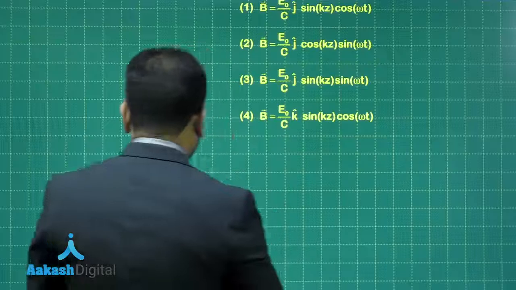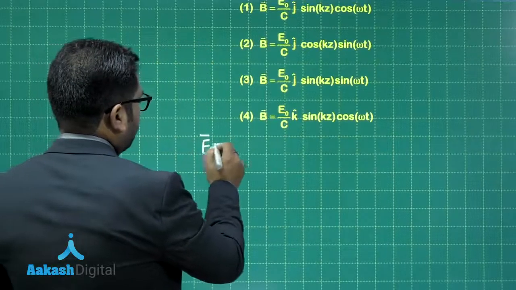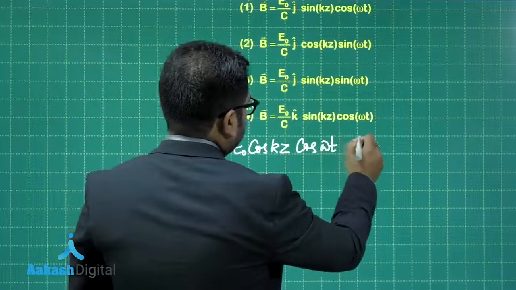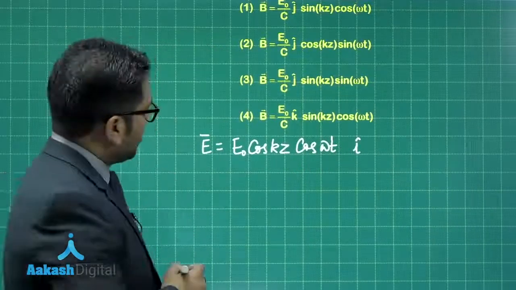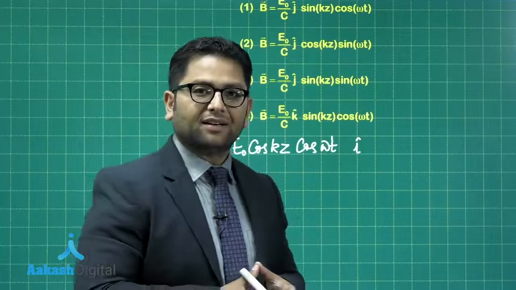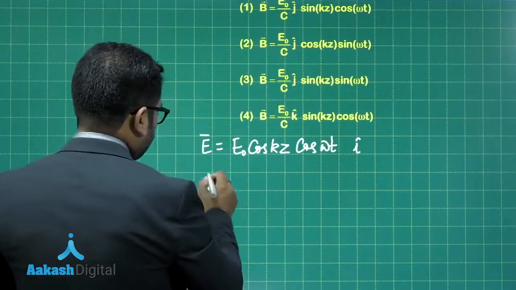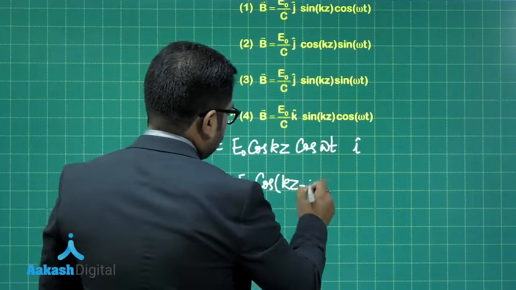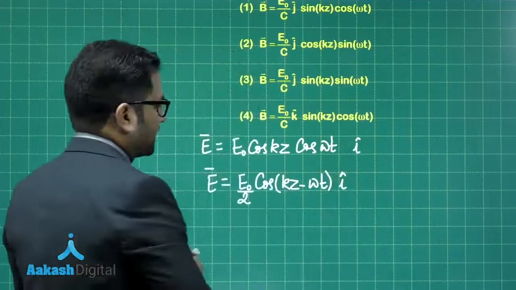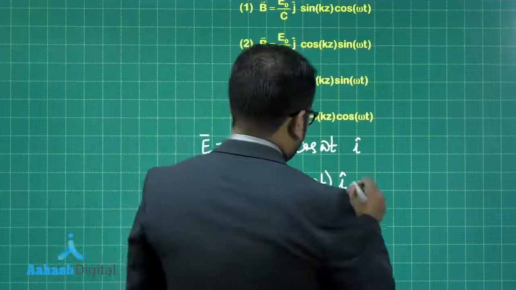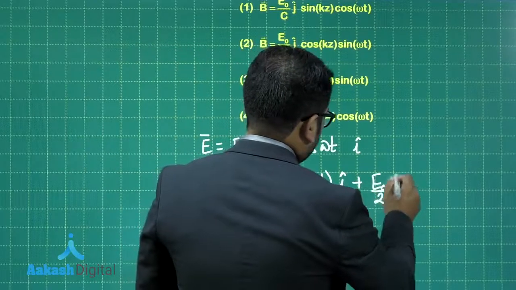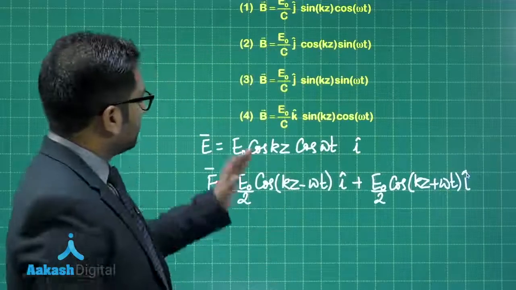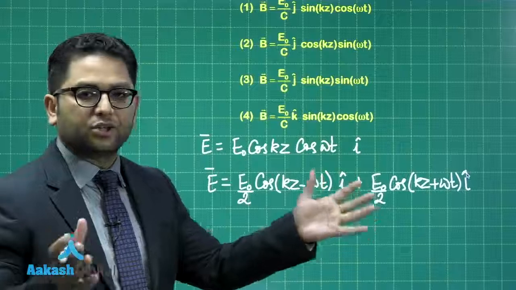So what I'll do is write the value of electric field, and that was E naught cos kz cos omega t i cap. That's the electric field. Now from this I need to find the magnetic field. I'll make a slight bit of trigonometric variation, and that will be E naught by 2 cos kz minus omega t i cap. That's the first part. And the second part is going to be plus E naught by 2 cos kz plus omega t i cap. So the same electric field has been split into 2 parts.